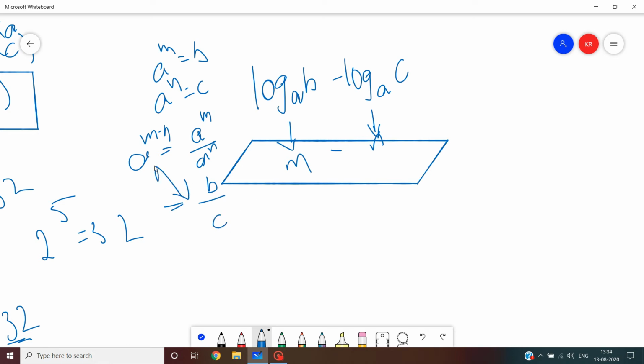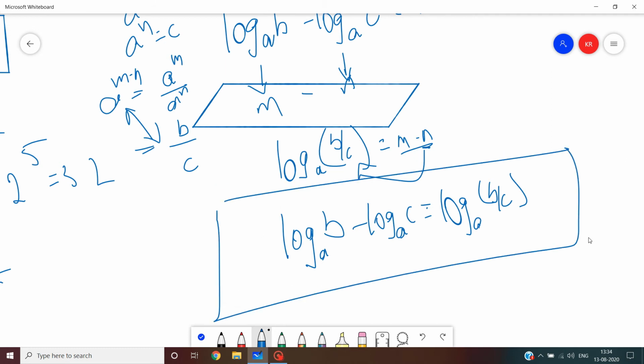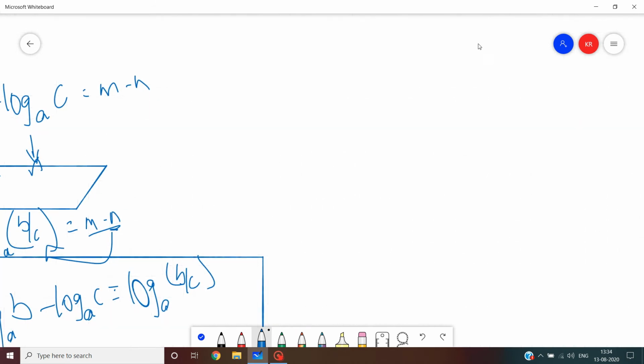Now make this into a logarithmic function. A power m minus n is equal to b by c. So in logarithmic form, log to the base a of b by c is equal to m minus n. So hence log to the base a of b minus log to the base a of c gives rise to log a of b by c. So this is our second law, or second shortcut.